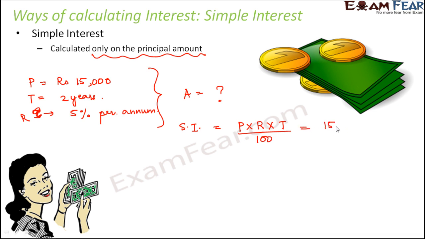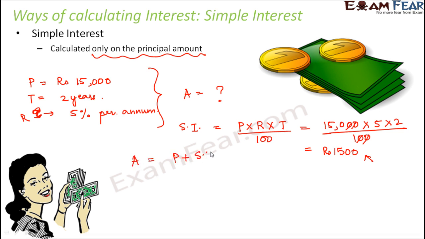So let us put the values. This would be 15,000 into 5 into 2 divided by 100. So this is equal to 1500, that is rupees 1,500. This is nothing but the interest only. So how much amount will she get back after 2 years? The principal amount plus simple interest, that is 15,000 plus 1,500. So this is equal to 16,500. So she will get 16,500 after 2 years.